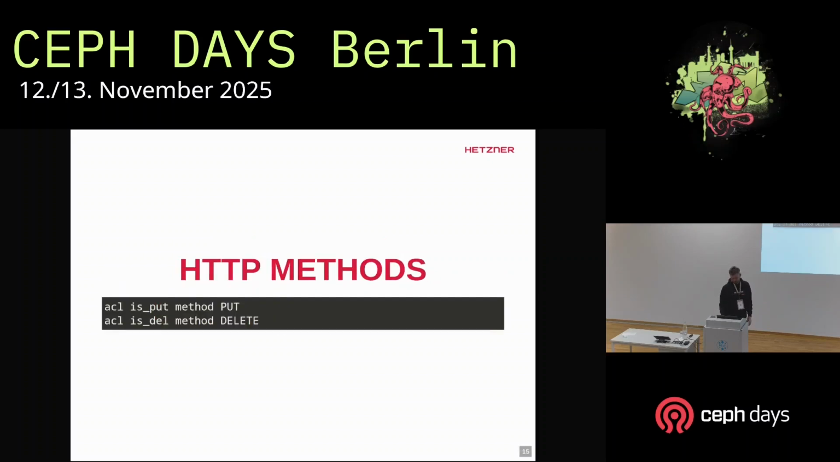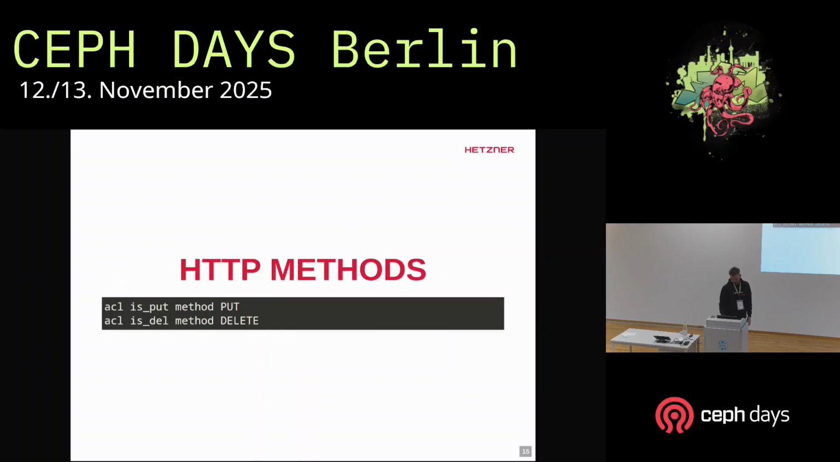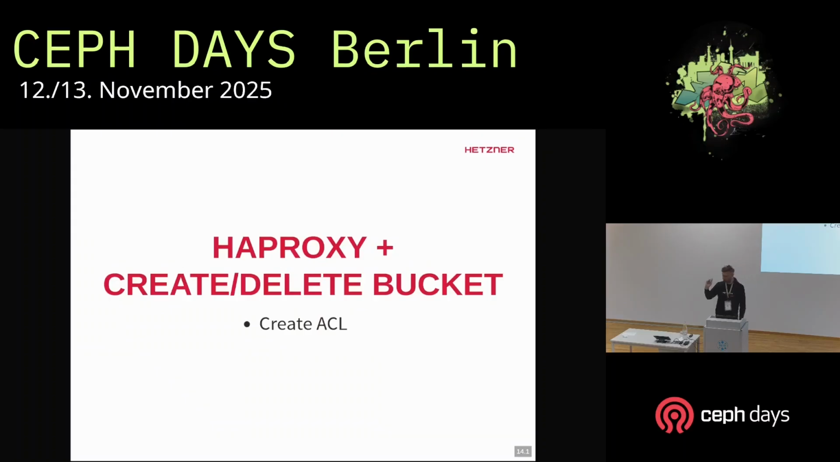Oh dear, I'm so sorry that there are really slides missing. But I can go through it and I will make sure that the correct slides are uploaded to the conference page afterwards. So to create and delete a bucket, we need to first of all create an ACL in HAProxy. Then we need to send the request to a microservice.